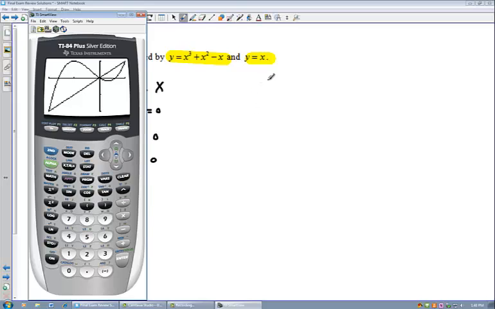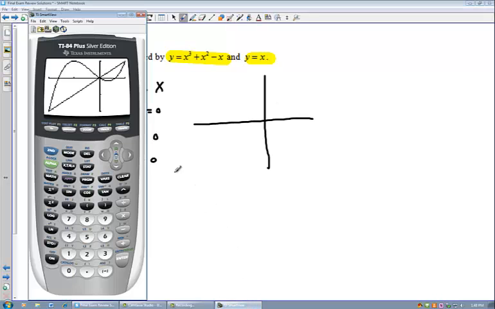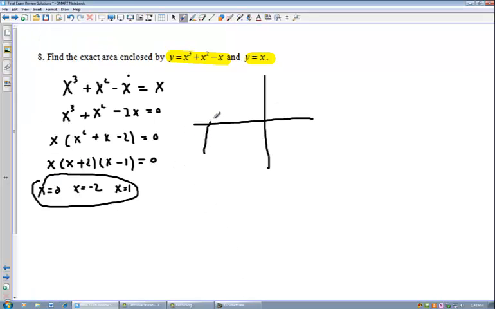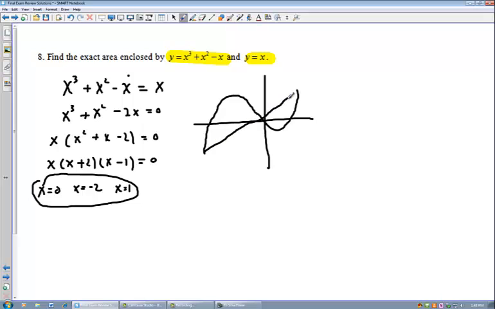So I'm going to copy this down. So on here it goes up like this, it comes down, it goes back up, something like that, right? And then it sort of connects at these 2 points right there. And this is at minus 2, 0, and that's 1. And I want this shaded region. I'm looking for this area, A.